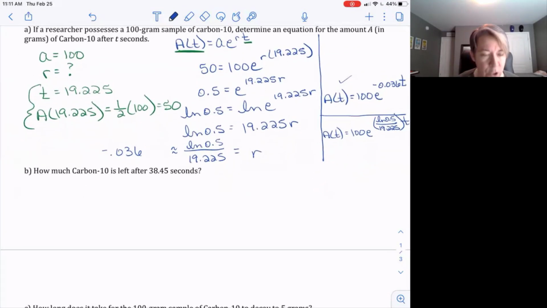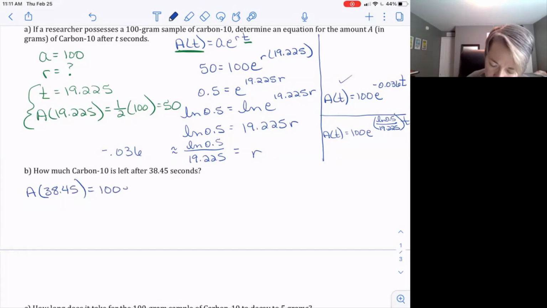So using that equation, part B is asking us how much carbon-10 is left after 38.45 seconds. We need to put that in for our t. We want to know the amount when our time is 38.45 seconds. So that would give us 100 times e to the negative 0.036 times 38.45. When we put all of that into our calculator, we get approximately 25 grams.